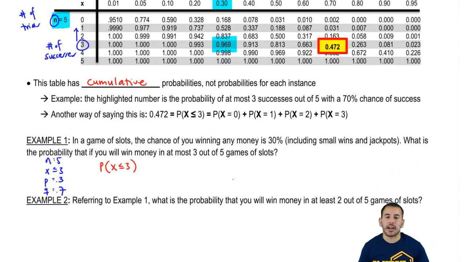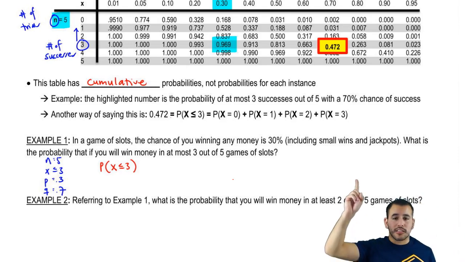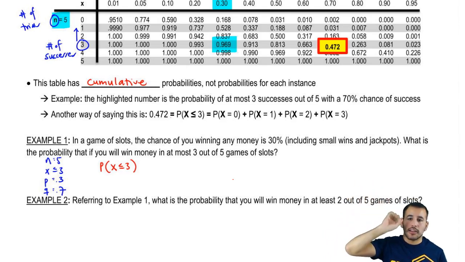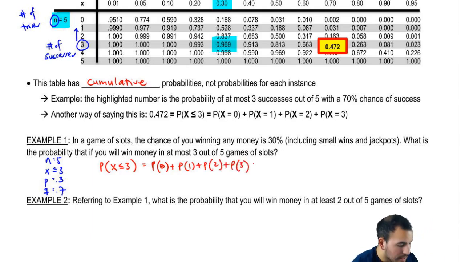Remember, this table adds up everything before it, right? So that actually is the probability that we're interested in, because what it's basically telling us is 0.969 is the probability of 0 successes, which was 0.168, plus 1 success, plus 2 successes, plus a third success, right? So it includes all of these probabilities that we're interested in. Probability that it's 0, plus probability that it's 1, plus probability that it's 2, plus probability that it's 3. That's all equal to 0.969.